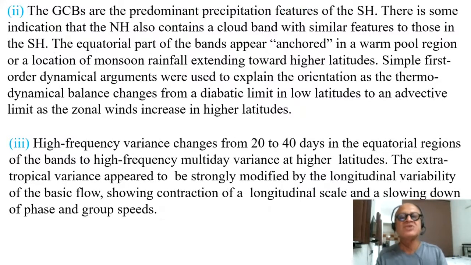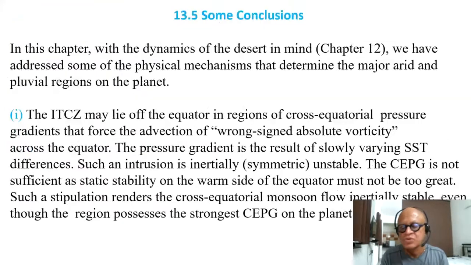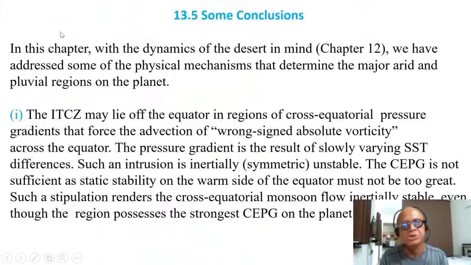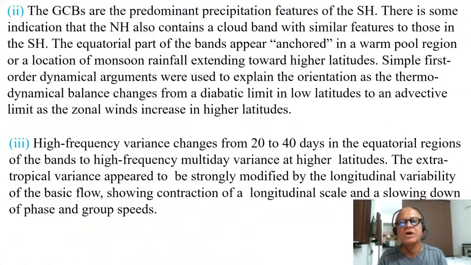The great cloud bands are predominant precipitation features of the southern hemisphere. There is some indication that the northern hemisphere also contains a cloud band with similar features to those in the southern hemisphere. So to go back quickly here, we will see a cloud band here, the so-called Mayu-Bayu front, and we already saw that the Indian Ocean behaves strangely, and this is the region I talked about in terms of cross-equatorial pressure gradient. That's not enough to give you rainfall.